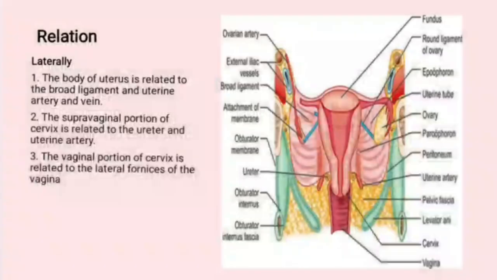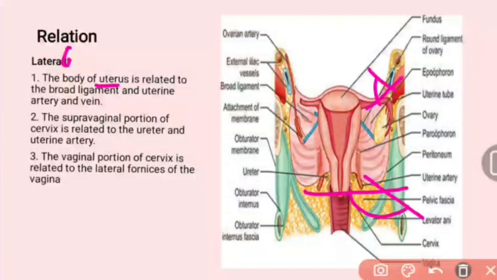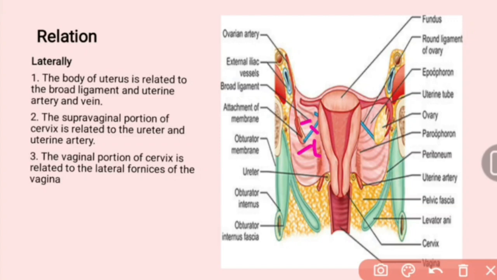And laterally, the body of the uterus is related to the broad ligament and the uterine artery and vein. This figure shows the broad ligament. This is the uterine artery and the uterine vein. The supravaginal portion of the cervix is related to the ureter and uterine artery. This is the ureter, this is the uterine artery. The vaginal portion of the cervix is related to the lateral fornices of the vagina. This is the vaginal portion of the cervix, and these are the lateral fornices of the vagina.